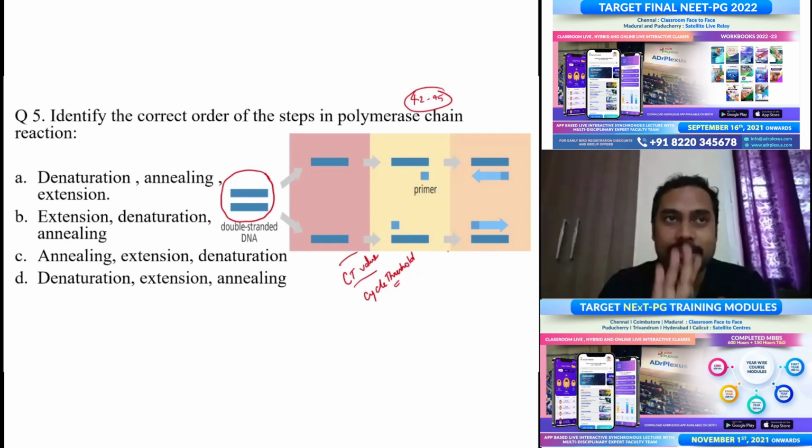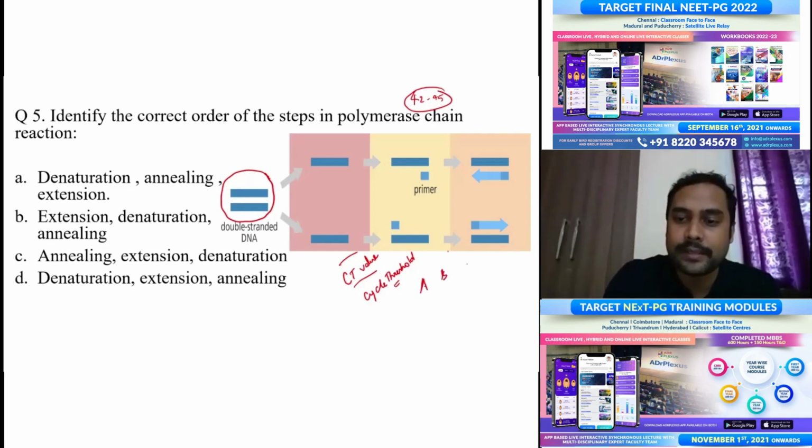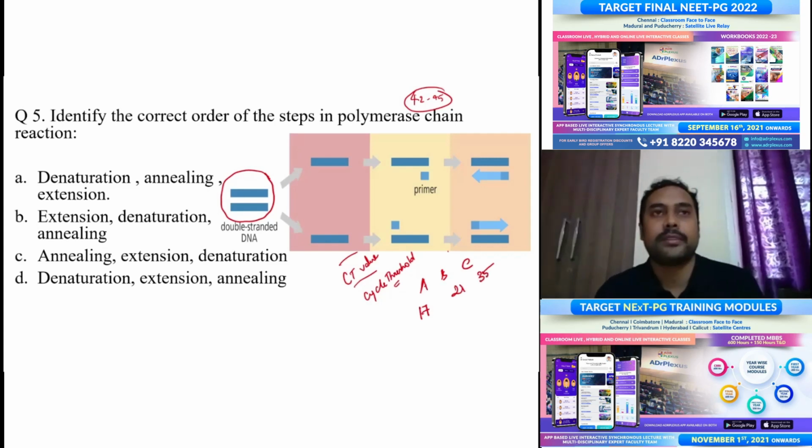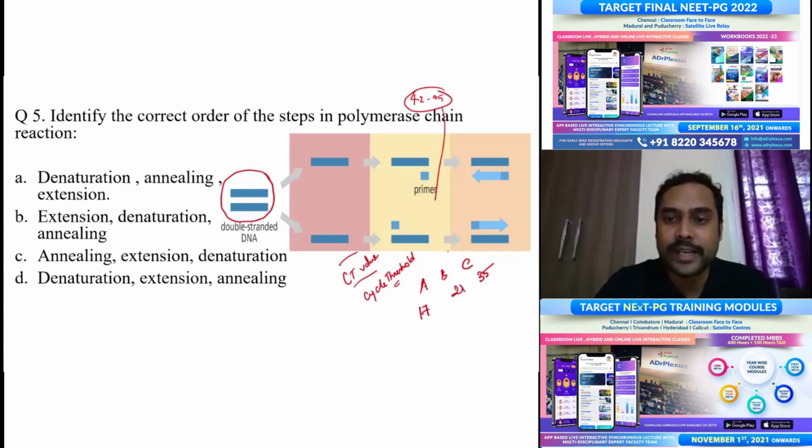Now the only question remains whether you are reaching it in a lesser number of cycles or a larger number of cycles. So there are 3 persons, A, B, and C. One person is hitting the threshold value at 17, another at 21, and the other at 35. Total number of cycles run is, let us assume, 42 to 45. The person hitting the threshold at very few cycles had more material at the start, so he became positive at very few cycles.